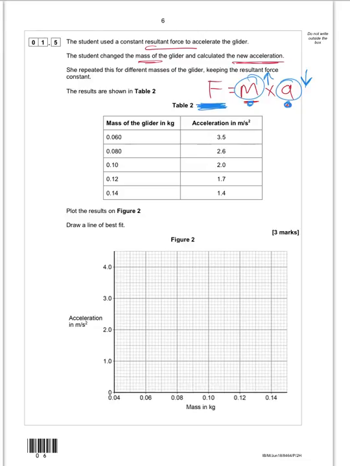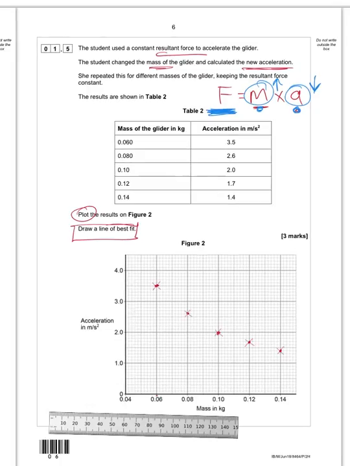Okay, so let's have a look, because the question asks you to do two things. It asks you not only to plot the results, but it also asks you to draw a line of best fit. So let's have a look, and we'll plot these points. So 0.06 and 3.5 is up here. 0.08 is 2.6, which is about there, and we'll do the rest. Okay, so that's the points plotted.